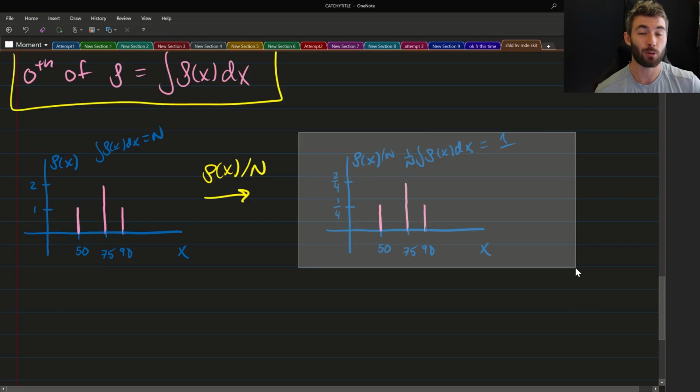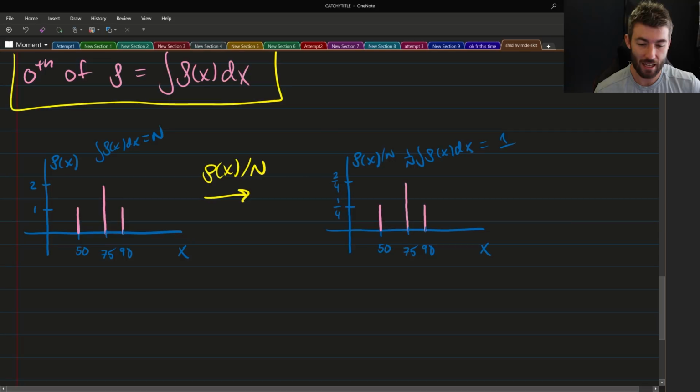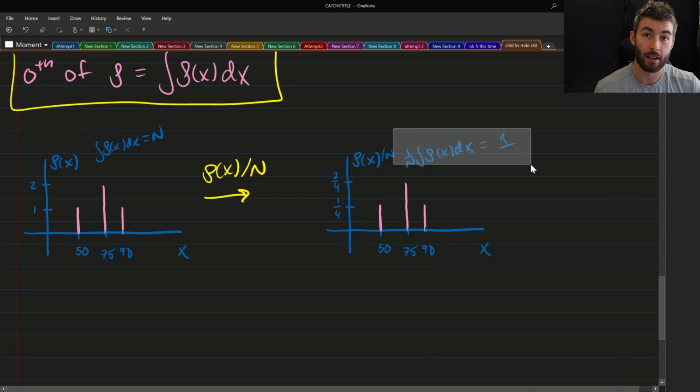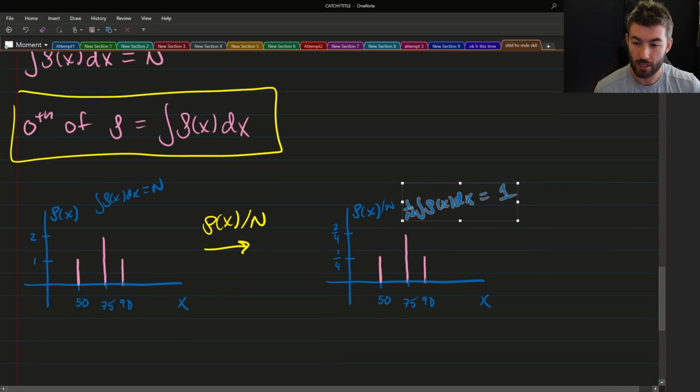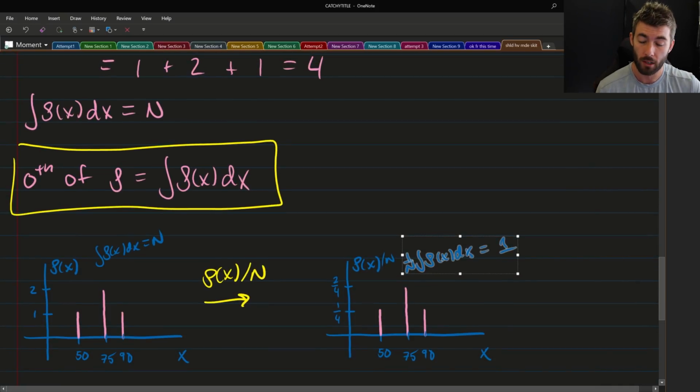This one is actually a probability density. This is saying if I randomly sample one person out of my 4 students, then there is a 1 in 4 chance that the student I select will have gotten a 50%. So in this case, the integral gives you the sum of parts. The integral of this distribution, rho of x over n, says that the probability that a student got a grade is 100%. So the interpretation of the 0th moment changes depending on if the moment is normalized.